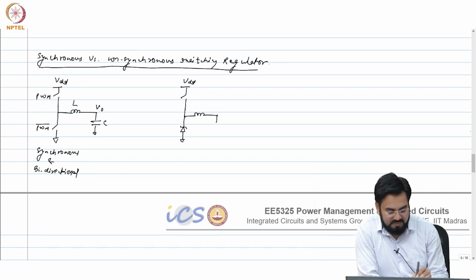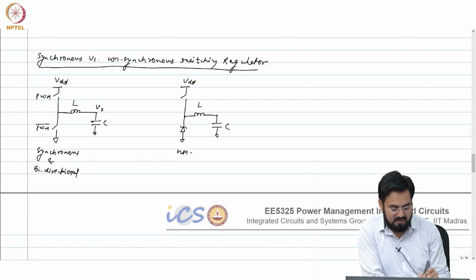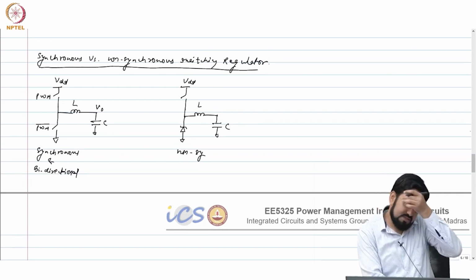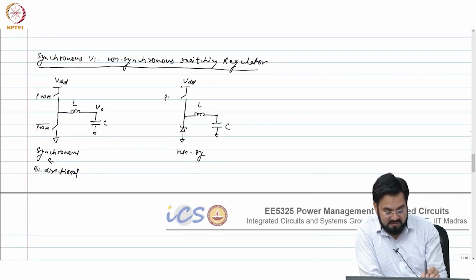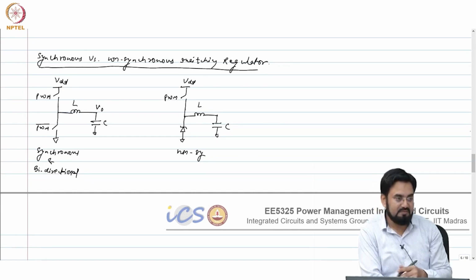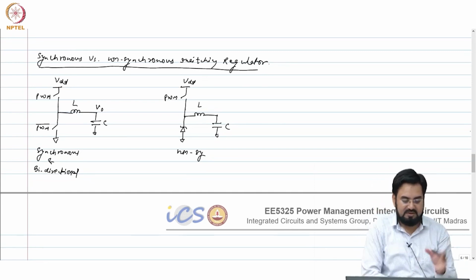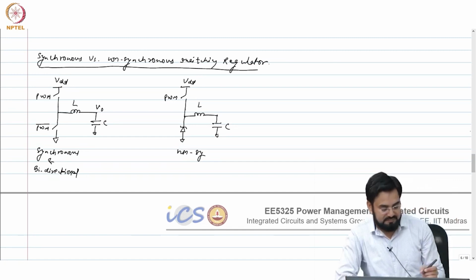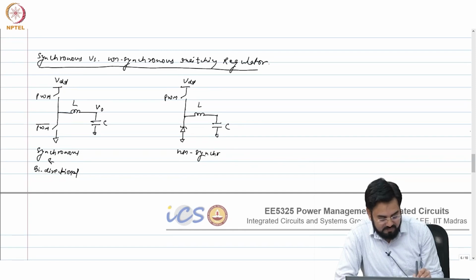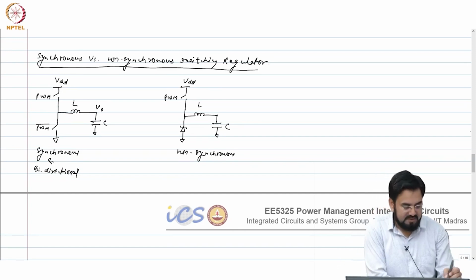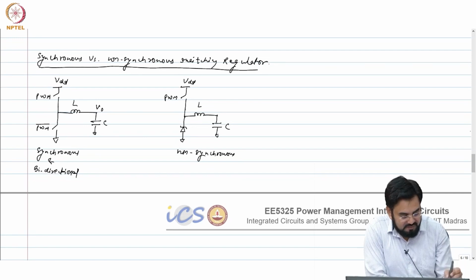This could be another way to implement your buck converter, and this is non-synchronous because the bottom switch is not there. Only this top switch is controlled by PWM, and at the bottom you do not have any switch. So, your diode will conduct on its own. So, in this case current can flow in this direction and in this direction.